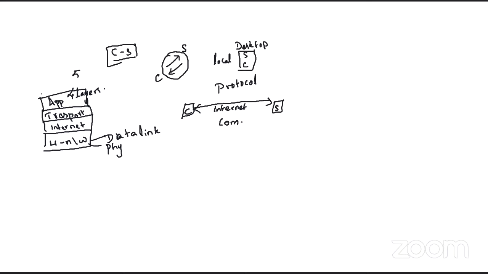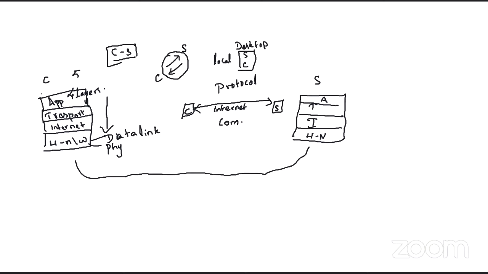So if this is handled on the client side, the same architecture will be followed on the server side also, right? So we will have the same types of layers: host to network, then internet layer, transport layer, and application layer. Now, whatever data we are forwarding from the client side to the server side will be forwarded in this direction, and it will use the physical medium. That medium can be either a wired medium or a wireless medium for your data communication.